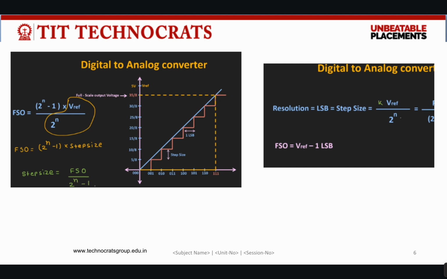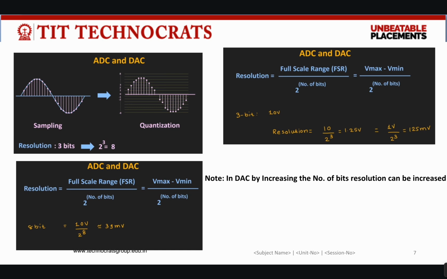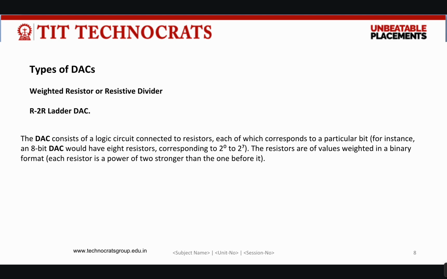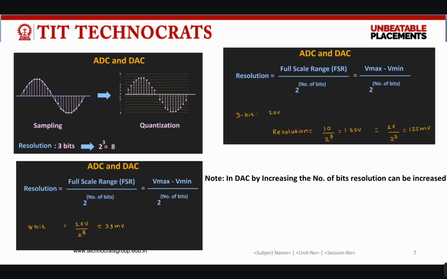Resolution of a digital to analog converter is equal to the LSB, that is the step size. It is equal to V reference upon 2 to the power n. In DACs, the signal is sampled and then quantized. So resolution is equal to full scale range upon 2 to the power number of bits, where n is the number of bits. Resolution is equal to V max minus V min upon 2 to the power n.